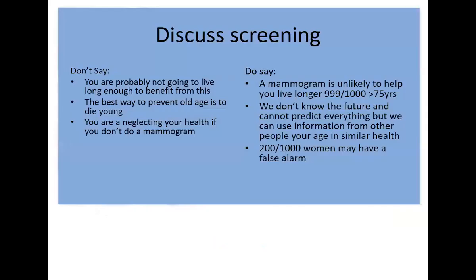So you can discuss this with your patient. It's a conversation. So don't say to your patient, because they don't like hearing this, even though it's what we're thinking, you're probably not going to live long enough to benefit from this test. Nobody wants to hear that. Don't say it like that.